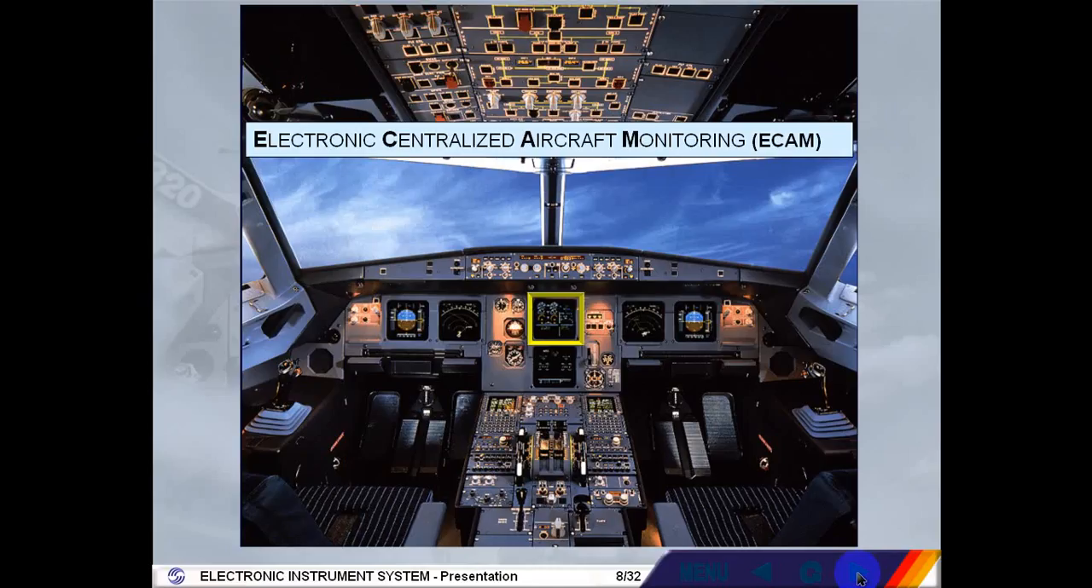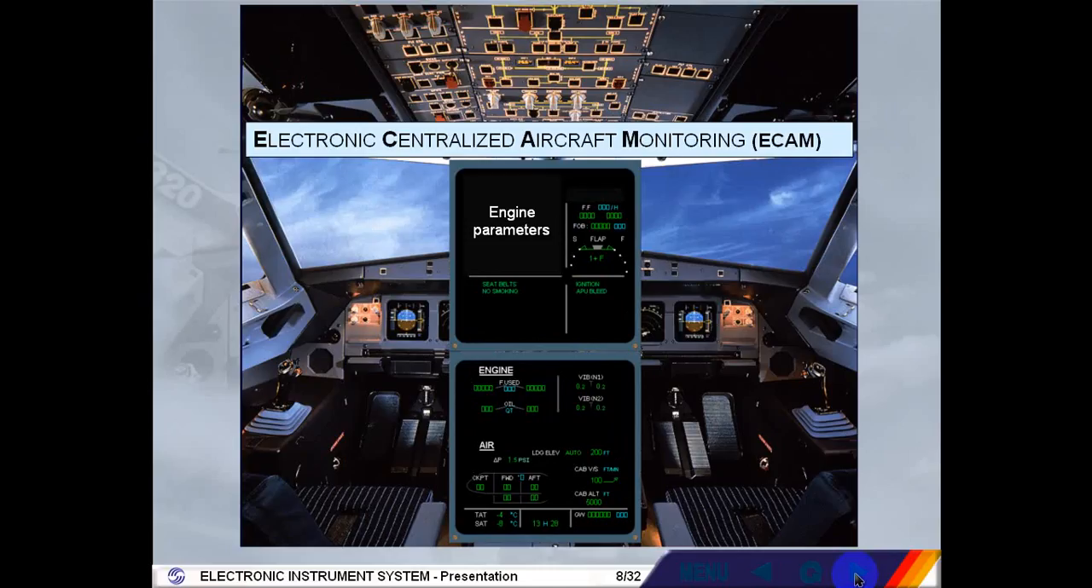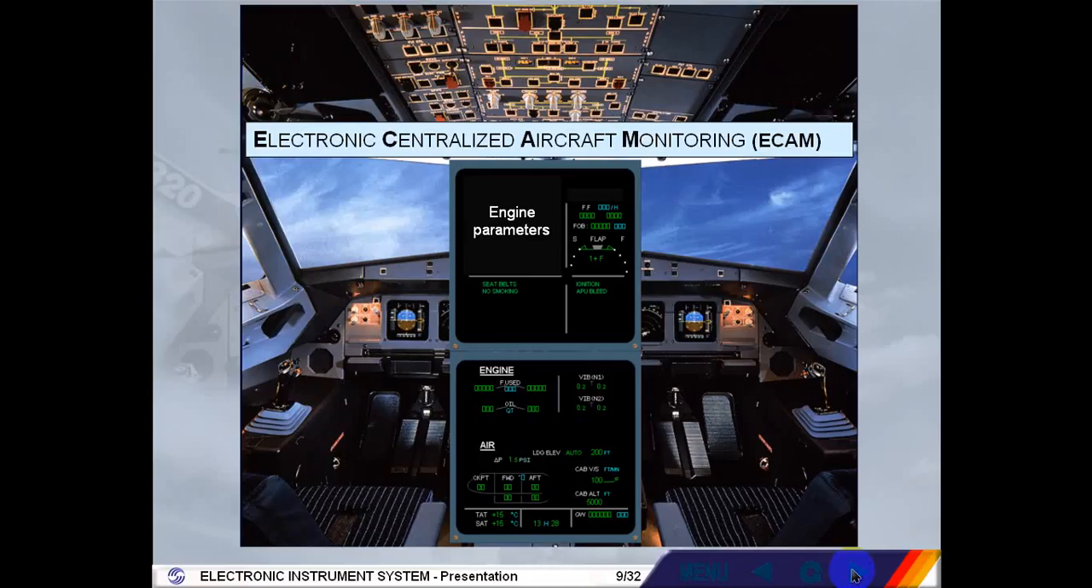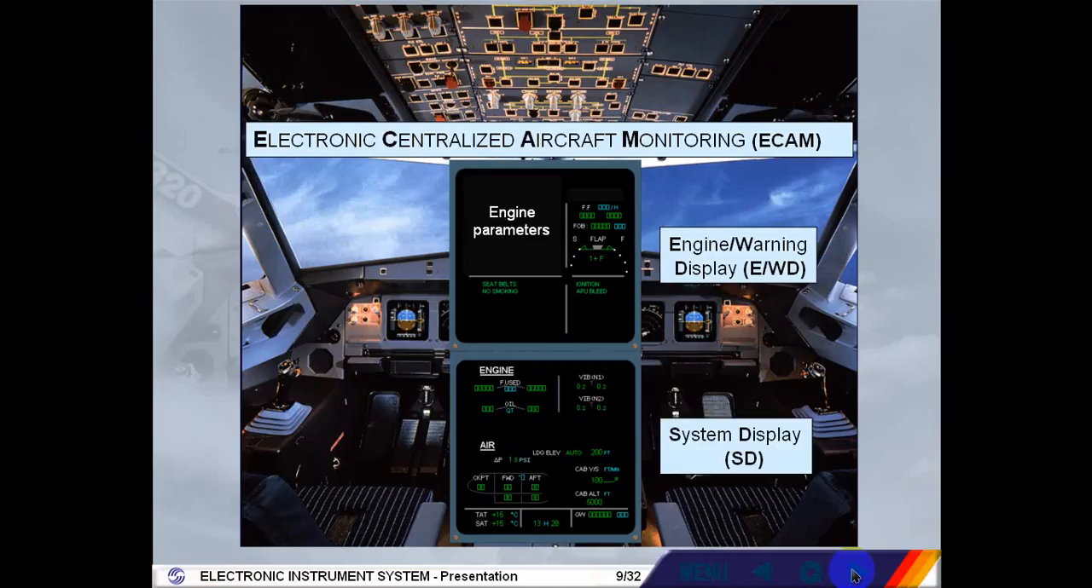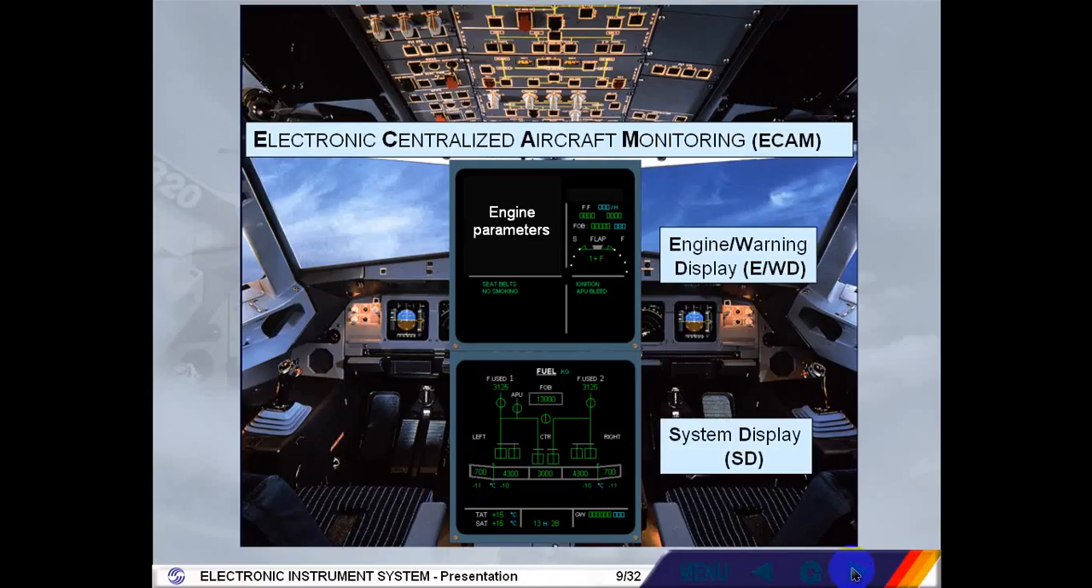The 2 displays in the center are dedicated to the Electronic Centralized Aircraft Monitoring System, ECAM. At this stage, we will simply introduce the ECAM displays and associated controls. In later modules, the ECAM system will be studied in detail. The upper ECAM display is known as the Engine Warning Display, EWD. The lower ECAM display is known as the System Display, SD. It is on this screen that various aircraft system parameters can be viewed by the pilots. As an example, we will cycle through the system pages for you.